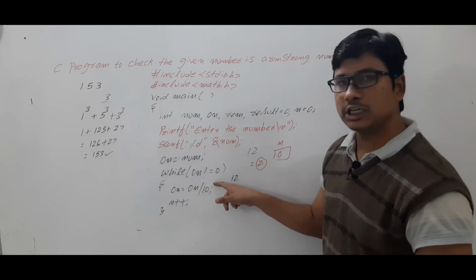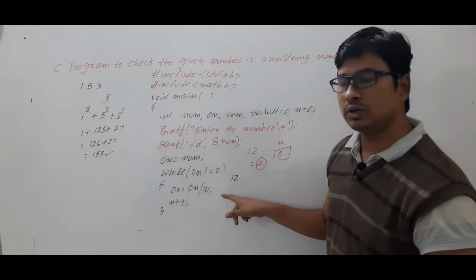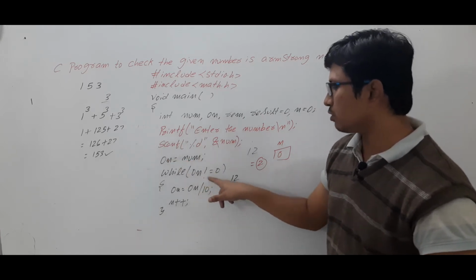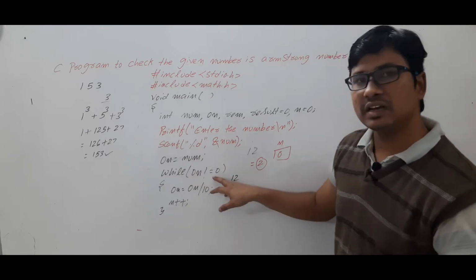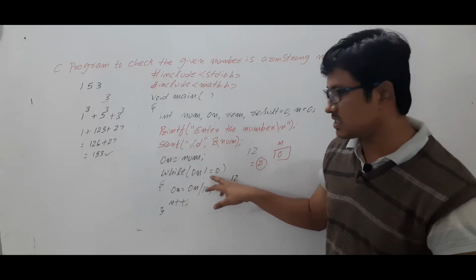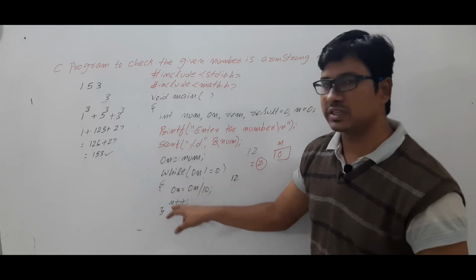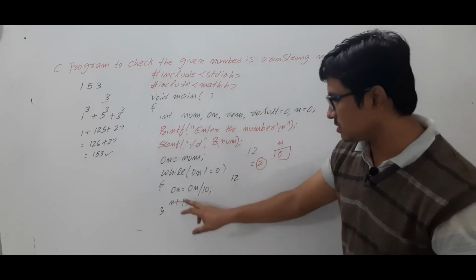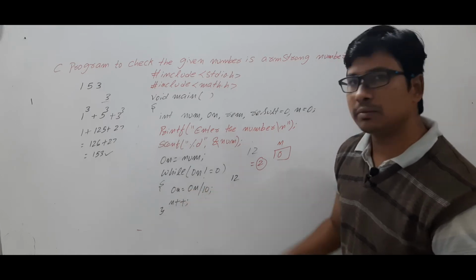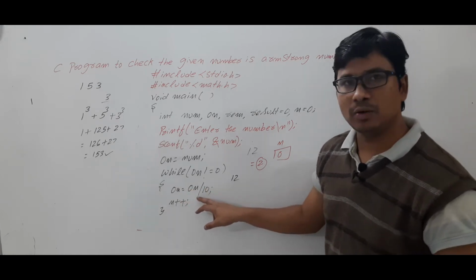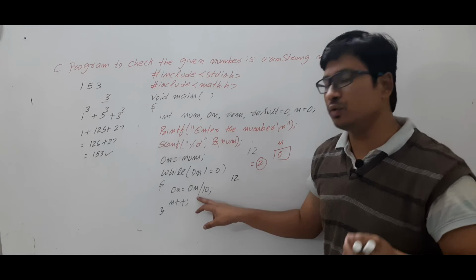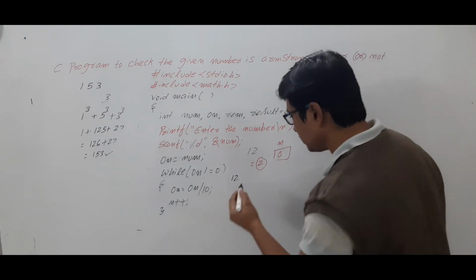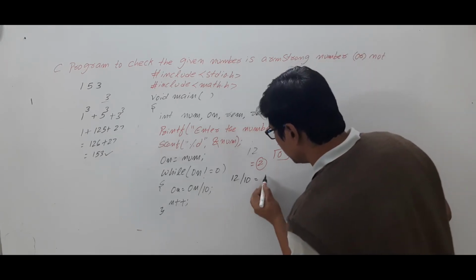So that is what the statement here says: on not equal to 0. On consists of 12, and 12 is not equal to 0, so the condition is satisfied. If this condition is satisfied, the statements in the while loop will be executed. What is the first statement? On is equal to on by 10, which is a division operator. Division operator will give you the quotient. So 12 by 10, what is the quotient? You will get 1.